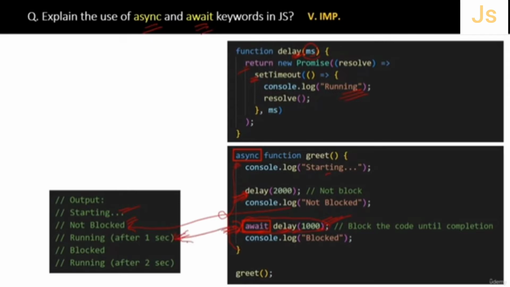Now in the output, you will see this running statement from inside the delay method, and only then after this block will it be printed. And in the output, the last statement running is coming from the above delay call of 2 seconds, which was asynchronous and not blocking, right?